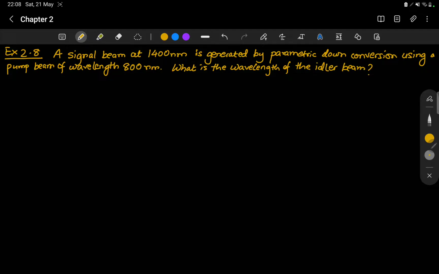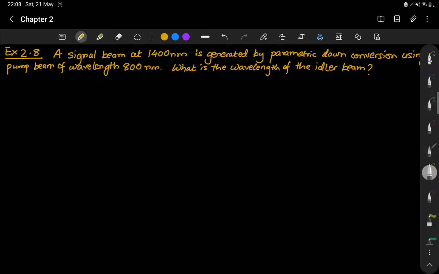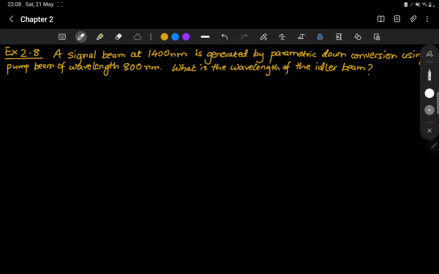So this is a question based on parametric down conversion, and in parametric down conversion we know that energy is conserved. So according to energy conservation we would have the following relation.